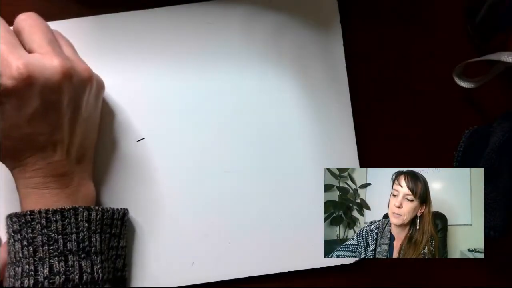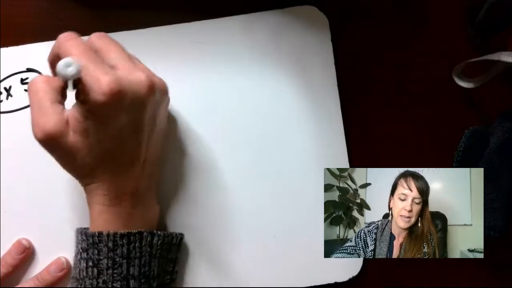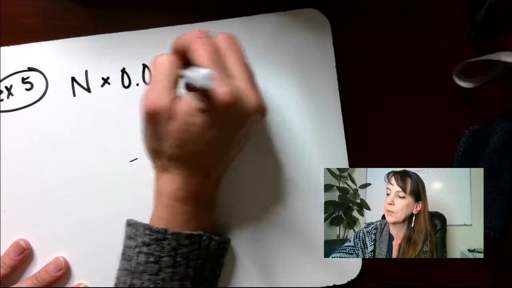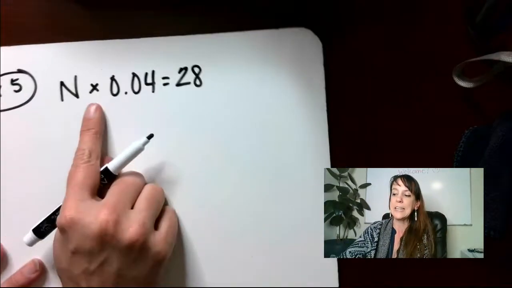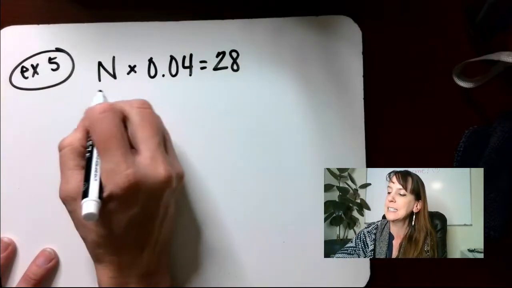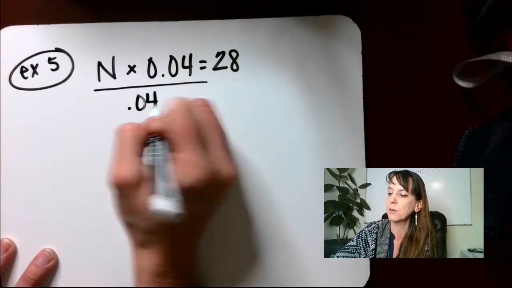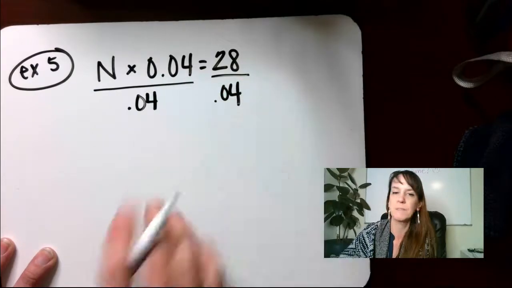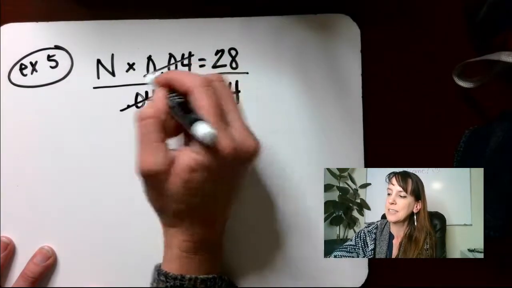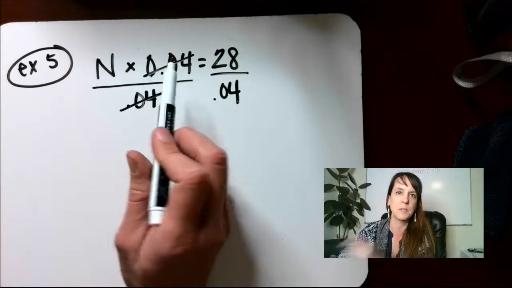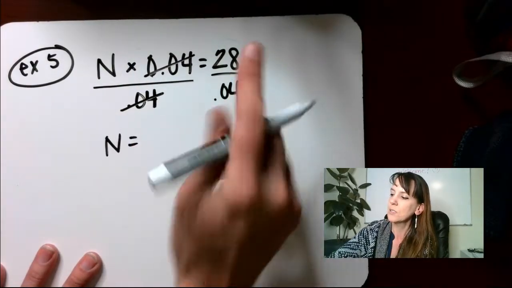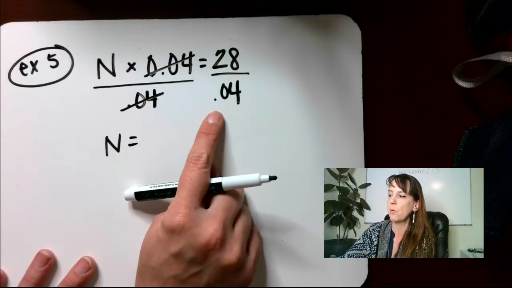Let's look at example 5. Example number 5. We have n times 0.04 equals 28. Well, the inverse of multiplying is dividing. So we're going to divide by 0.04. What we do to one side, we've got to do the other, 0.04. Okay, this cancels out this. You notice I dropped that 0 that was in front there. That's totally fine. You're allowed to do that. So n equals 28 divided by 0.04.